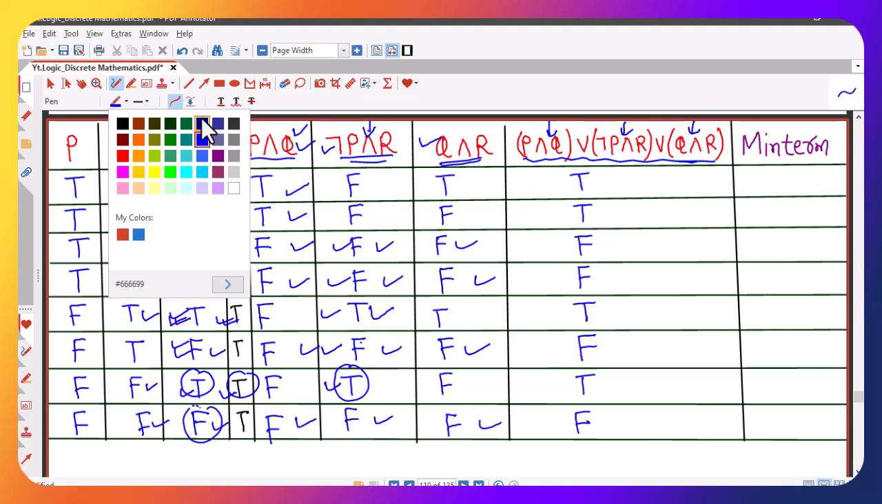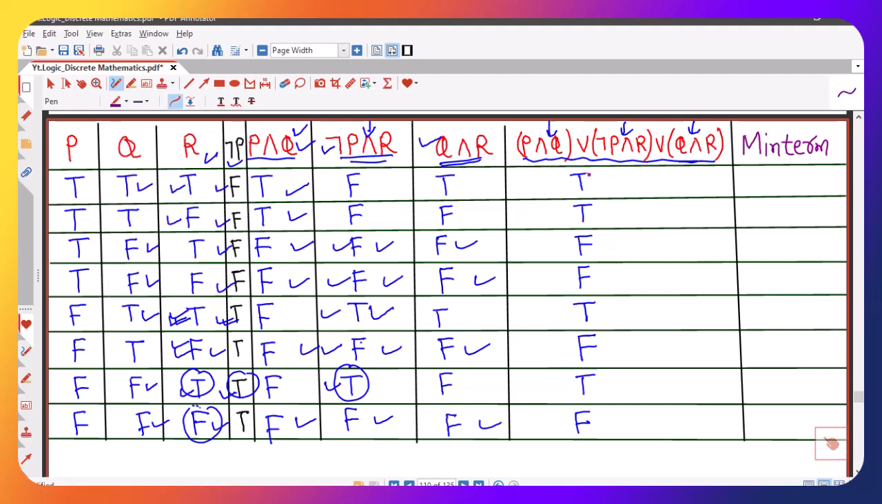Now we have to concentrate on those truth values which are true for this formula. So for that we have this one and this one. We have 4 rows in which truth value is T, and corresponding to this truth value T, we have to write down the min term. So for the first possibility, P, Q and R are all true, therefore we will write P and Q and R, which is also true because all are true in the first possibility.